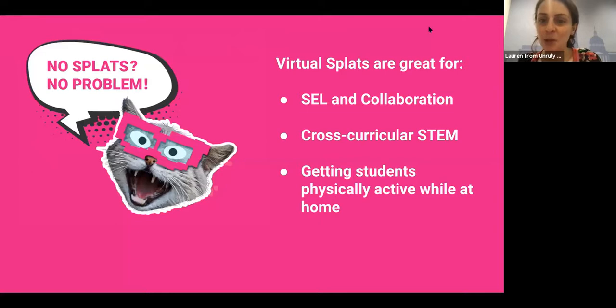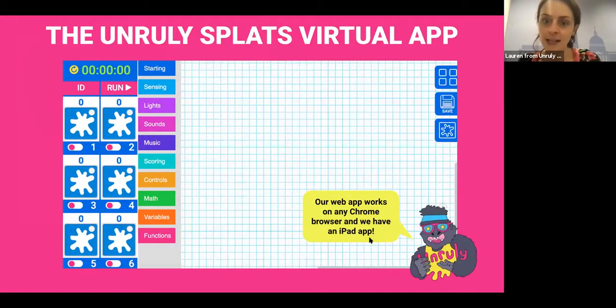And as I mentioned, we also have a great virtual option. So virtual splats are great for cross-curricular STEM, SEL, and collaboration, and also as a way to get students physically active while they're at home. We have a whole pack that's dedicated to getting students up and moving, doing jumping jacks and air punches, even though they don't have physical splats. So I'll show you what that looks like.